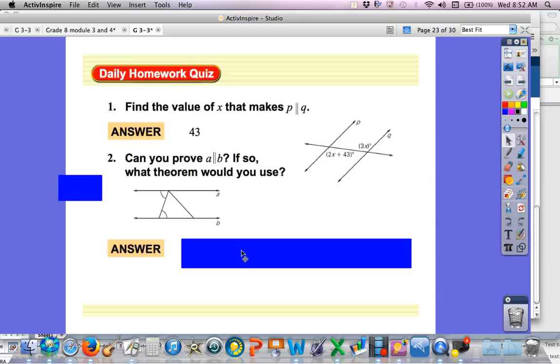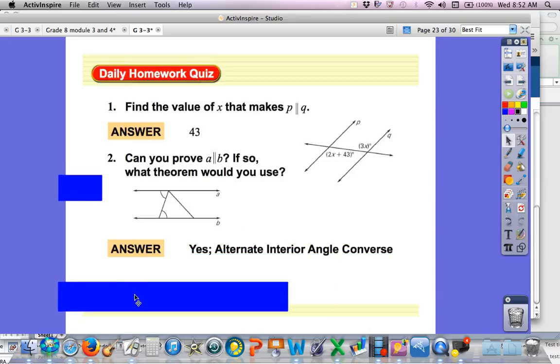Okay. A is parallel to B, because of the alternate interior angles converse, since the alternate interior angles are congruent. So you would set this equal to this. If the alternate interior angles are congruent, then P is parallel to Q.